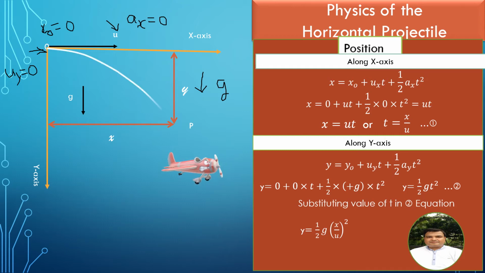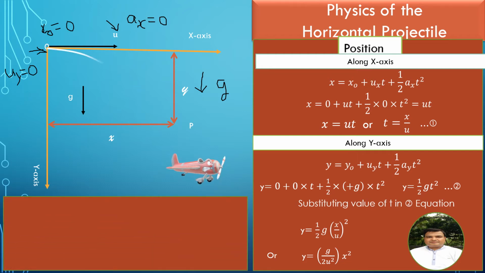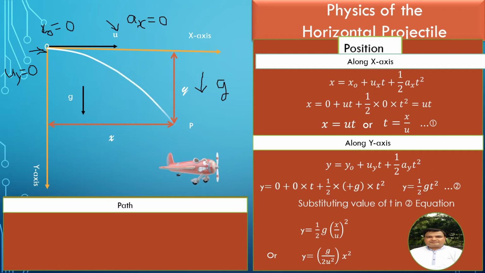If you solve, we are getting y equal to g by 2u square multiplied by x square. This is the final equation of the trajectory, means we can decide the path from this equation.